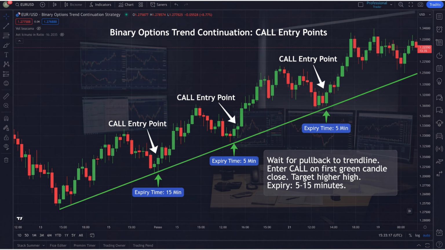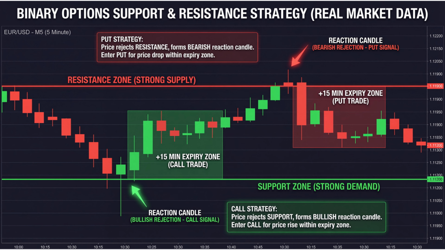A binary options support and resistance strategy using real market data on the USD-Euro 5-minute timeframe. The key concept is that price often reacts strongly at major support and resistance zones due to supply and demand. The green zone at the bottom represents strong support, where buyers enter the market. When price reaches the support area and forms a bullish reaction candle, it shows rejection of lower prices.